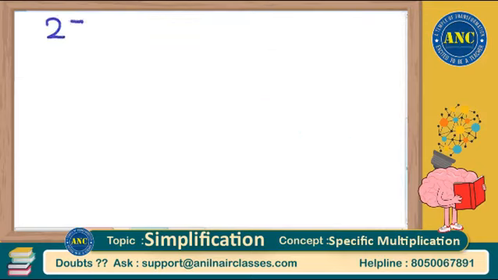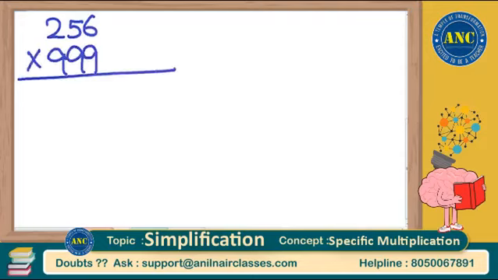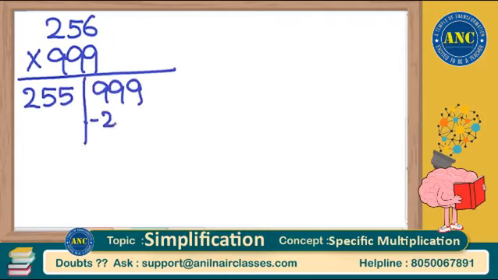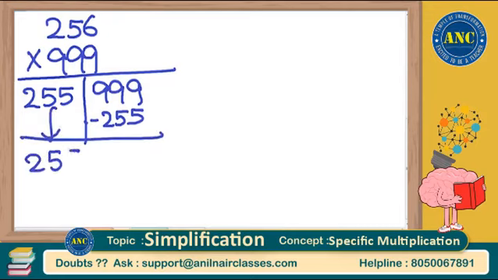Suppose, tell me the answer. 256 into 999. 256, 1 less is 255. 999, I will write it as it is. Subtract 999 with 255. Write down this 255 as it is. 9 minus 5 is 4. 9 minus 5 is 4. 9 minus 2 is 7. This should be the answer.